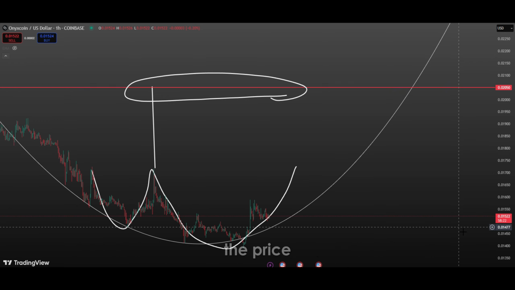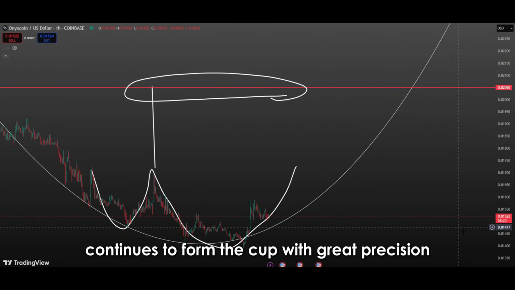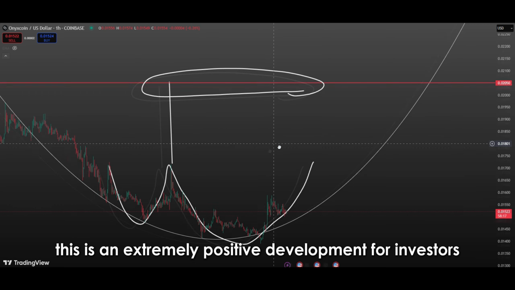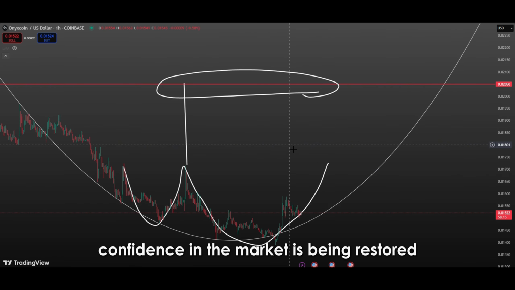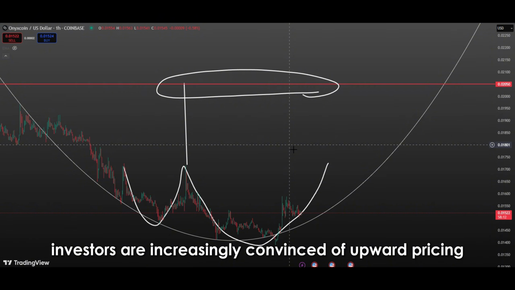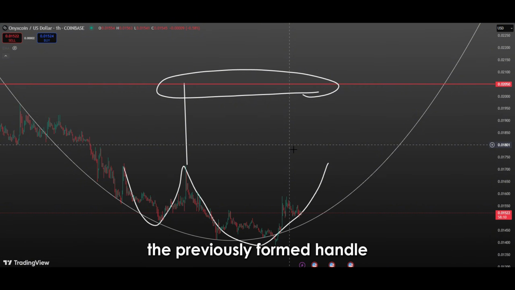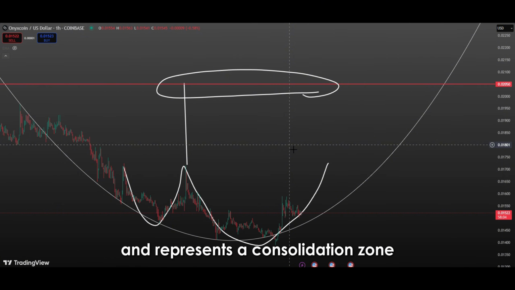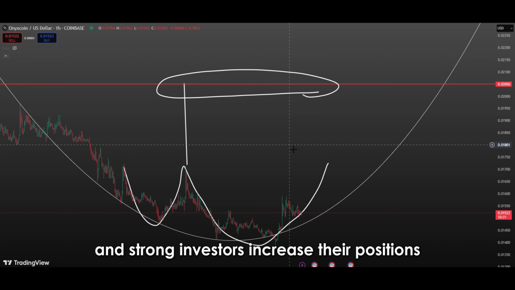At present, the price continues to form the cup with great precision. This is an extremely positive development for investors, as it shows that long-term confidence in the market is being restored and that investors are increasingly convinced of upward pricing. The previously formed handle further supports this belief. The handle is usually a short-term horizontal or slightly downward correction and represents a consolidation zone where weak hands are eliminated and strong investors increase their positions.